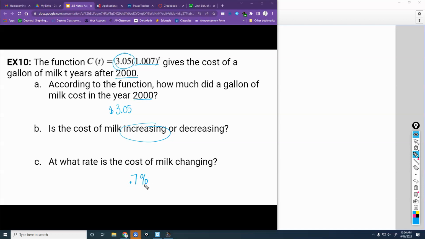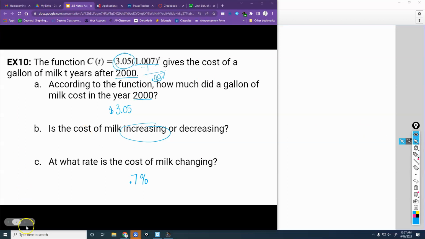Okay? Again, if you're not sure, you can use that same rule. Subtract the 1. It's going to give you 0.007. Since that's positive, you know it's growth. Move that decimal 2 places. There's your percent, 0.7%. Okay?